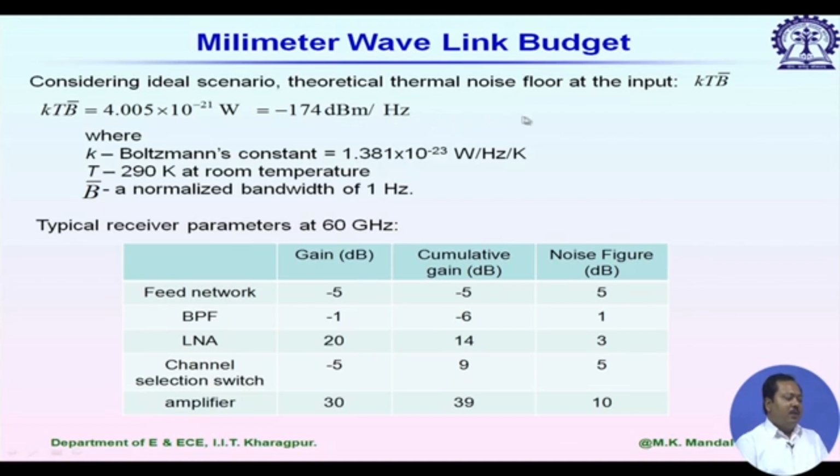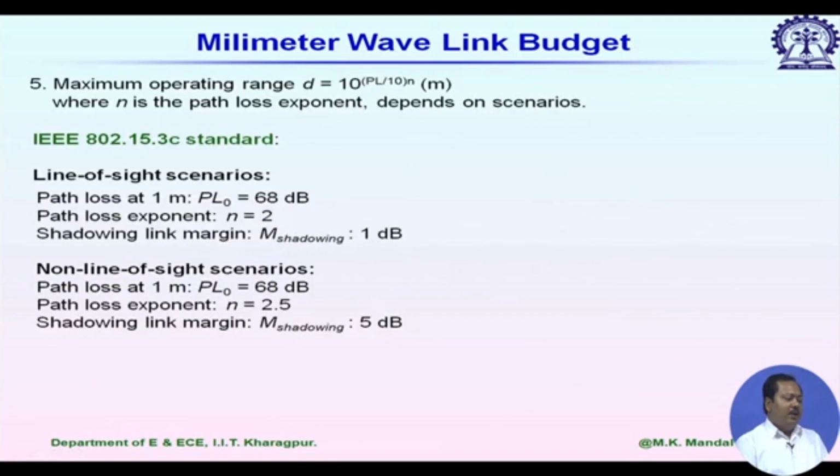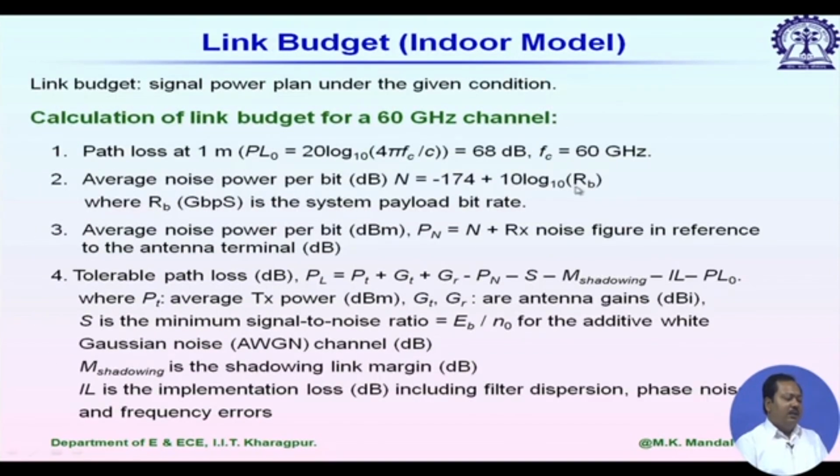So, B bar we are calling the normalized bandwidth of 1 hertz. Now, if we have a rate R_b, then we need to add the contribution because of this bandwidth, which is 10 log10 of R_b. R_b is the system payload bit rate. Then the average noise power per bit in dBm, Pn, is equal to n plus the Rx noise figure in reference to the antenna terminal.